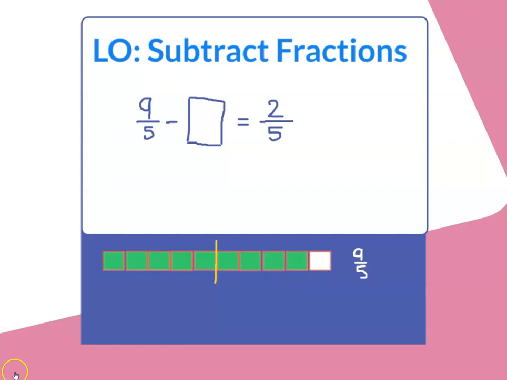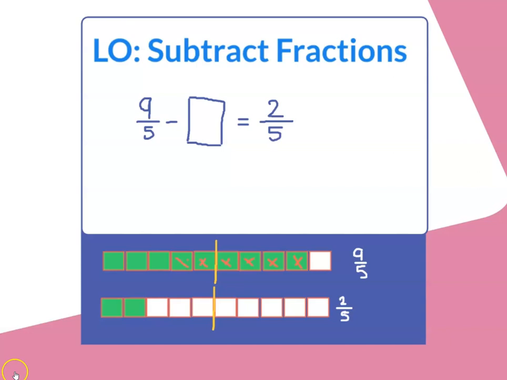The bar model represents 9/5. Now we're going to draw the second bar model, which is the second part of the equation that we have, 2/5, and then we'll be able to compare. The second bar model shows 2/5. 9/5 subtract what part equals 2/5. We can show it on the bar model easily. There is a difference of 7/5.